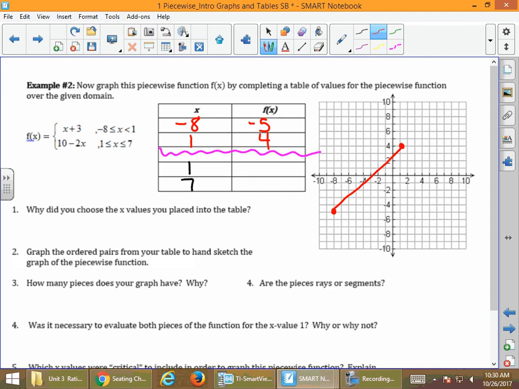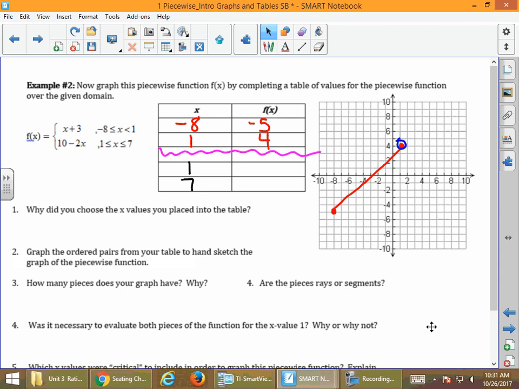Once we get this graphed, we need to think about, do we need open circles anywhere on that segment? And already we're getting nods of yes, because we have a place where there's not an equal. There's not an equal at 1, so our point at 1 is going to have an open circle. But now we've got that.